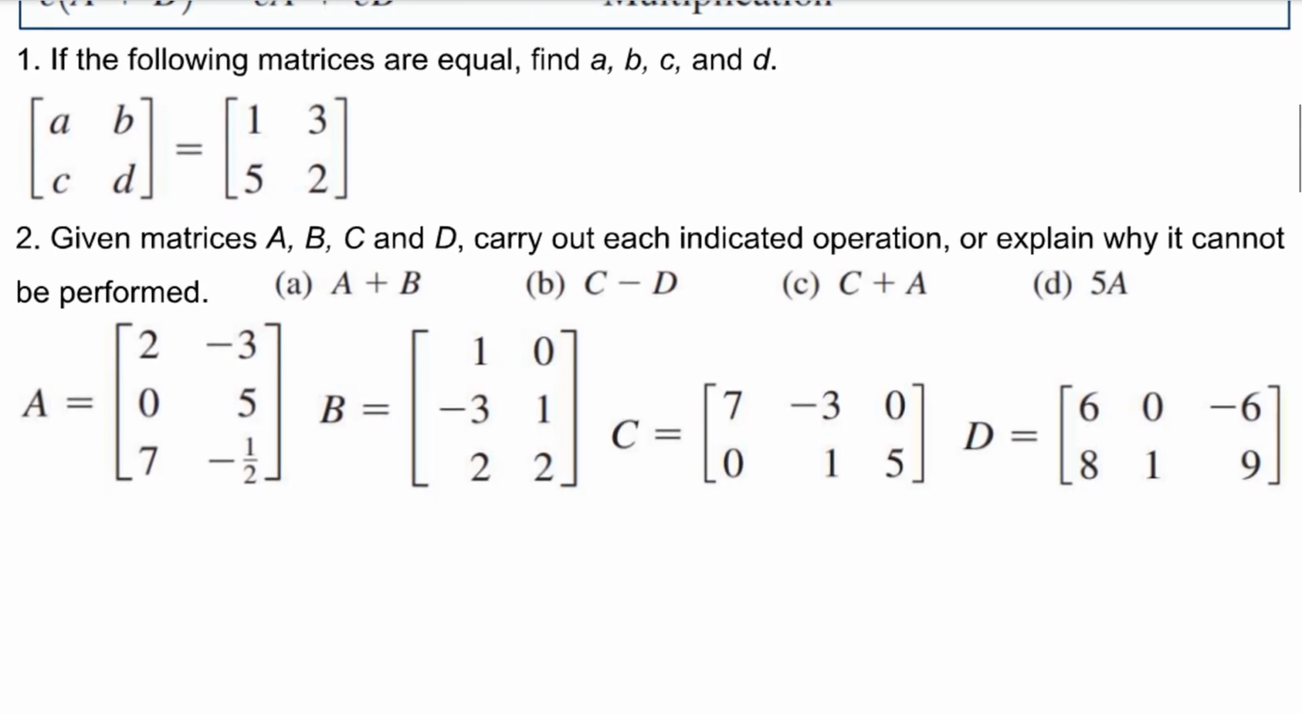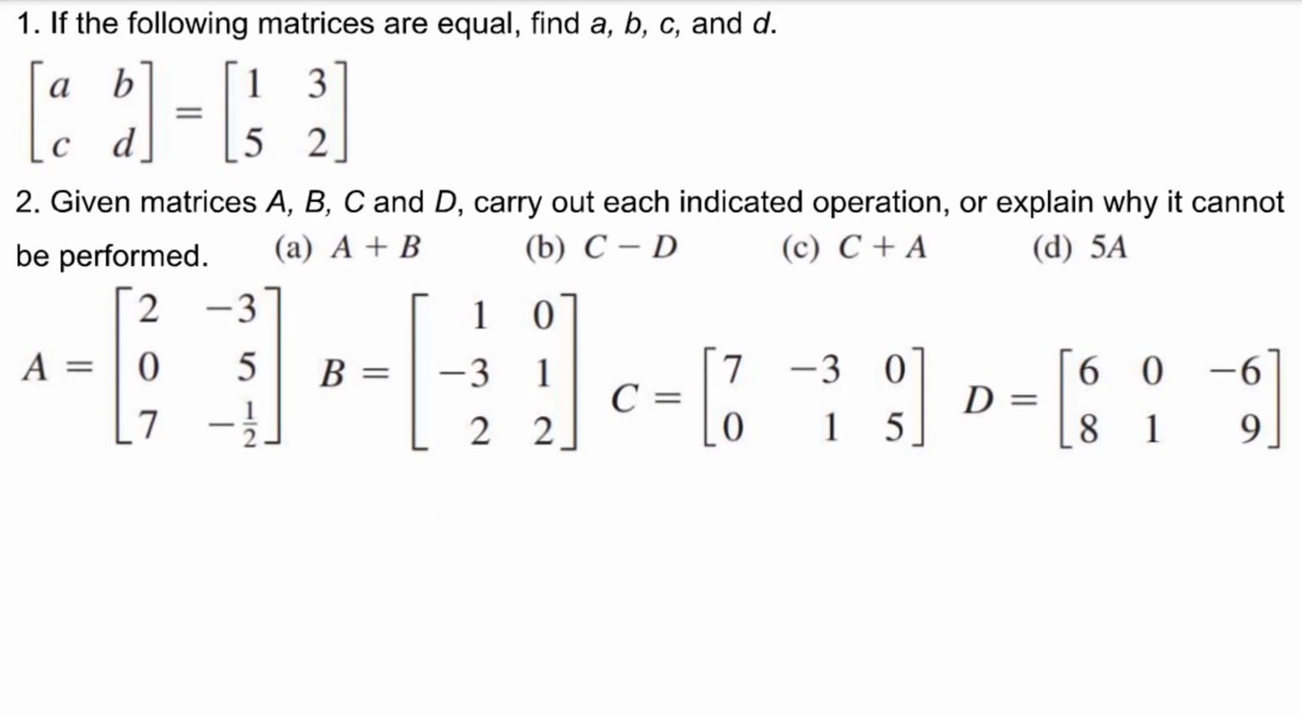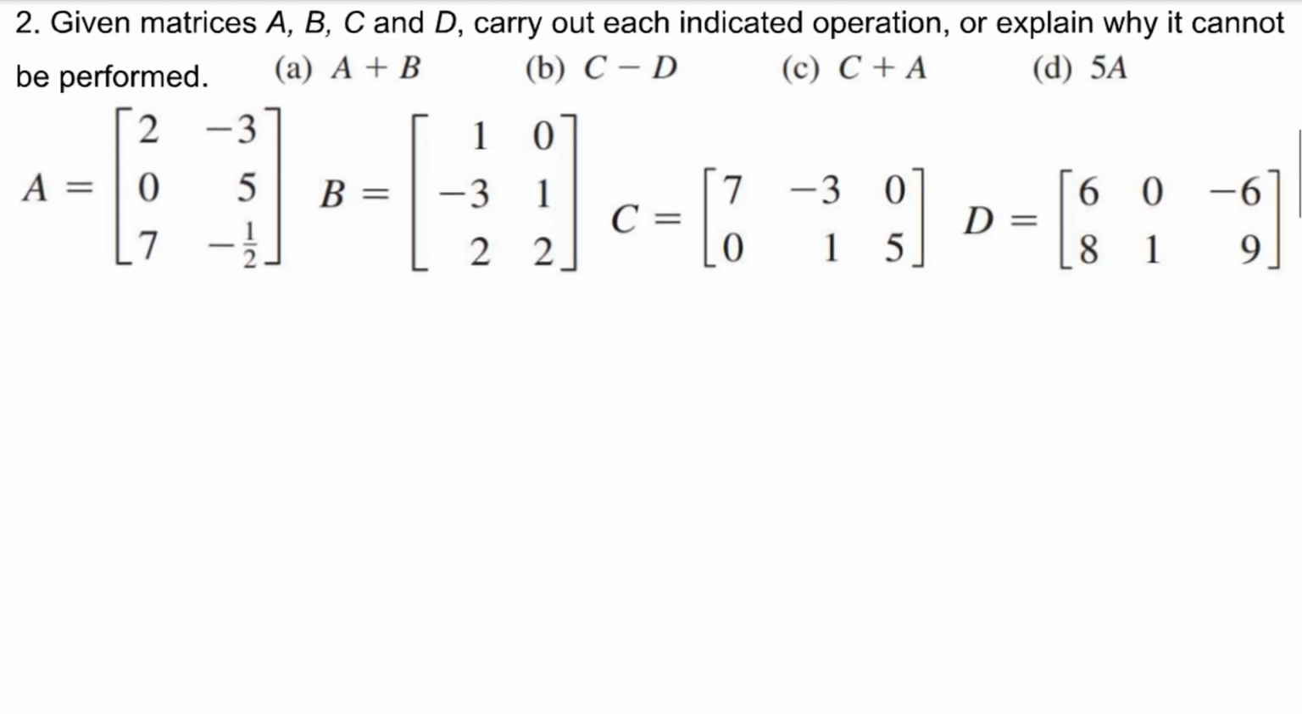If the following matrices are equal, find A, B, C, and D. A is the entry in the first row and first column. B is the entry in the first row, second column. C is the entry in the second row, first column, and D is the entry in the second row, second column. Given matrices A, B, C, and D, carry out each indicated operation, or explain why it cannot be performed.